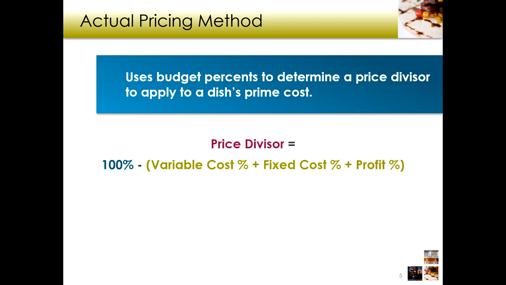So our price divisor is going to be 100% minus our variable costs and our fixed cost and our profit. If you remember back to that pie, that was what was left, right? Was our food cost. Or what do we have if we don't have our labor cost and our food cost, that'll be our prime cost, right? So once we've got that, we can take our prime cost dollar and then divide it by that price divisor. So I'll show you an example here.